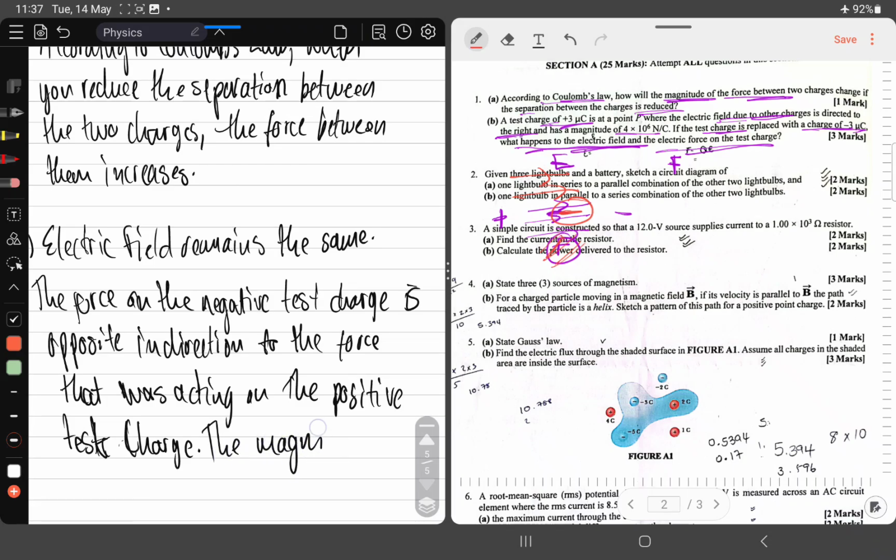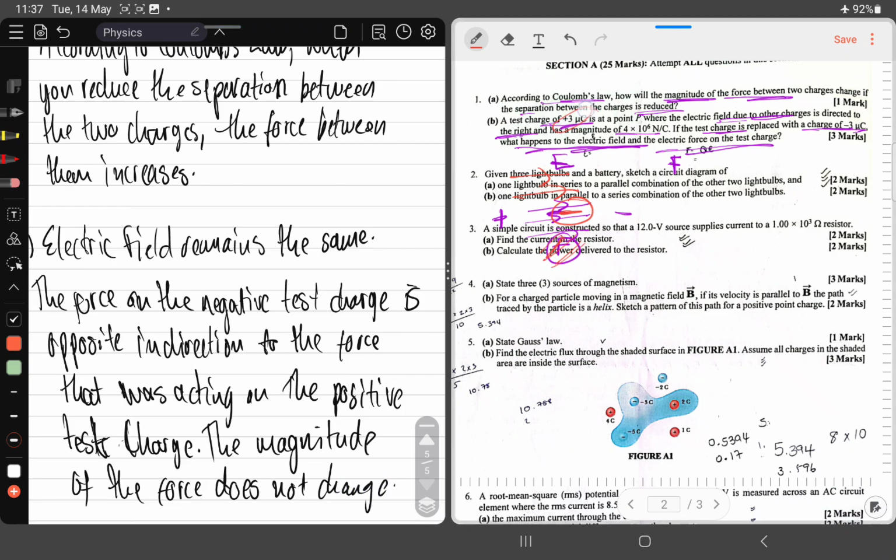You should just say that for the third mark, I think. The magnitude of the force does not change, but the direction is what changes. Why? The magnitude does not change because we are putting the same size, a 3 and a 3 again. So the magnitude stays the same, but the direction is reversed.